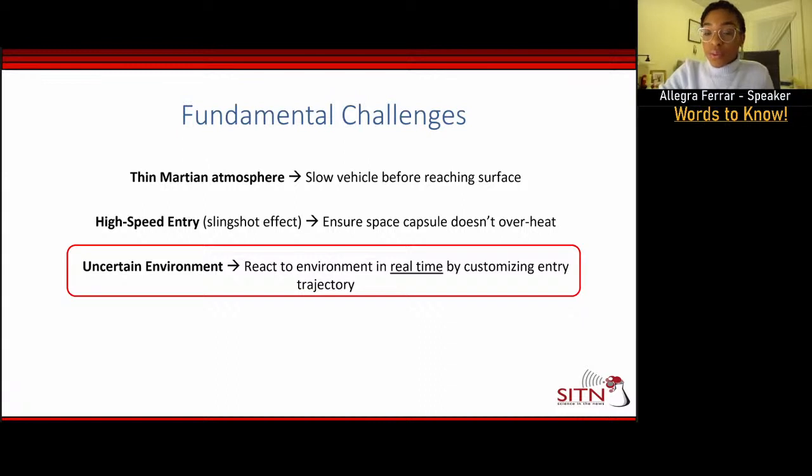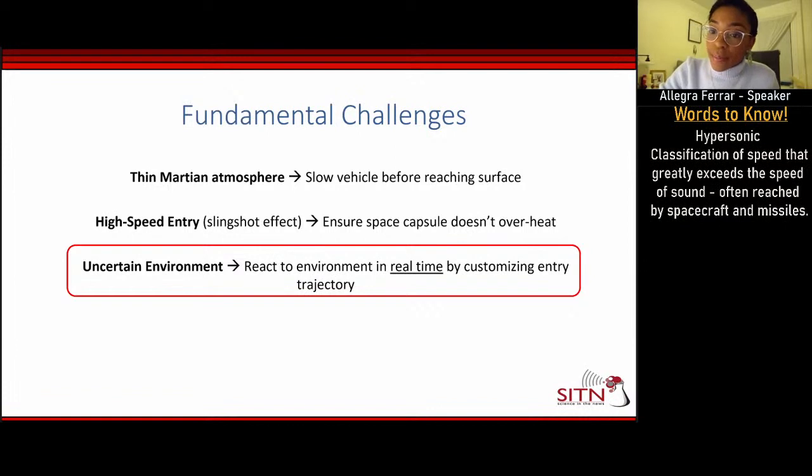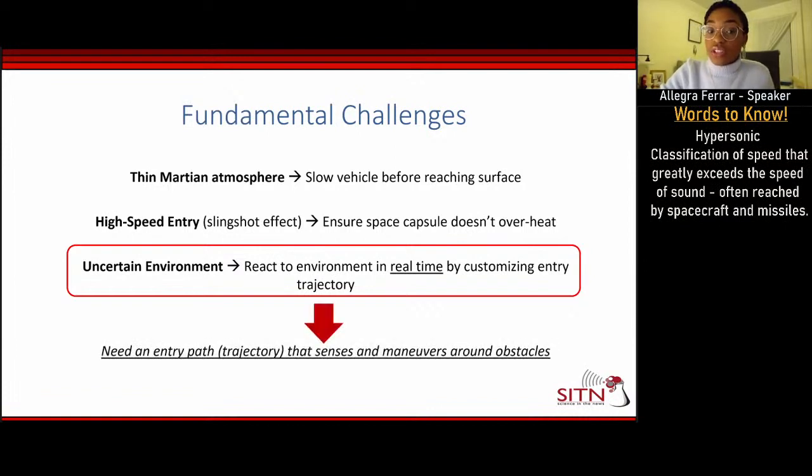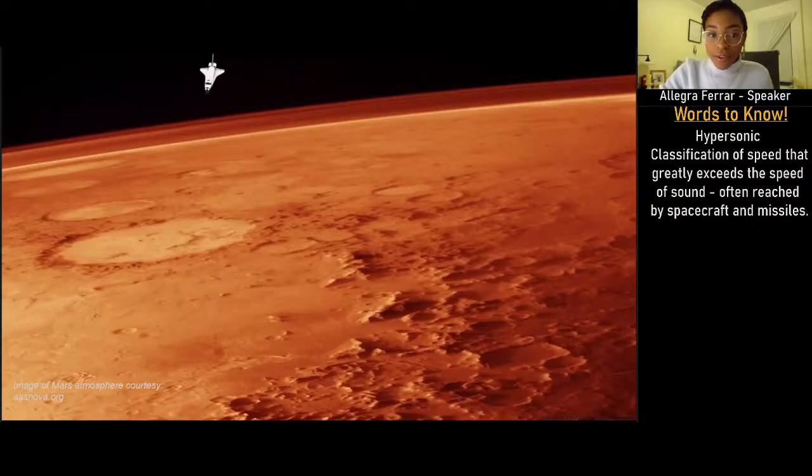So dealing with this complex environment, we need to find a way, especially when entering the atmosphere, to have a trajectory that is able to sense this environment, sense the challenges of this environment, and maneuver around those obstacles that persist from this complex environment. So to give a visual aspect of it, we're going to try and put objects to a name to get you understanding about what it is that I'm talking about here.